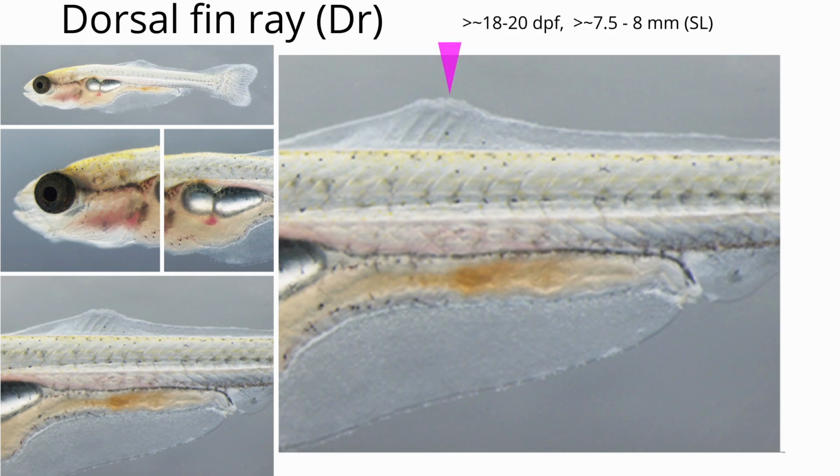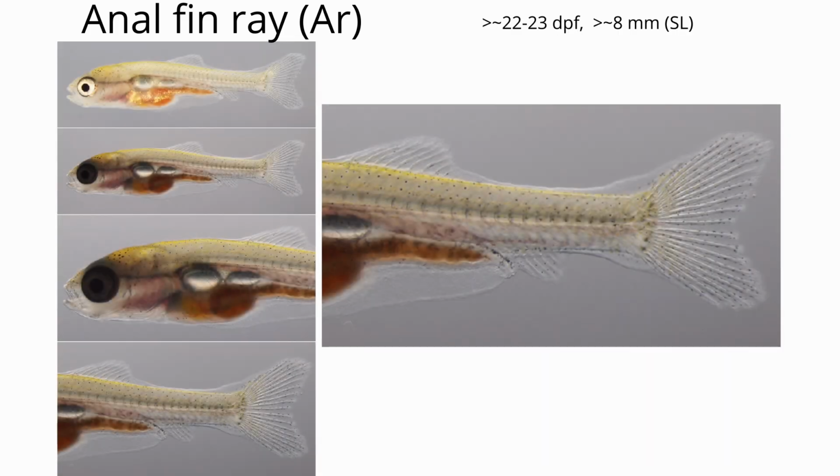Then the white area on the dorsal side begins to change. Fin rays appear in this part. On the other hand, the part behind the cloaca is whiter than the rest, but there are no fin rays. In goldfish, the dorsal fin appears first and the anal fin appears next. About 22 to 23 days after fertilization, the body length will exceed 8 mm.